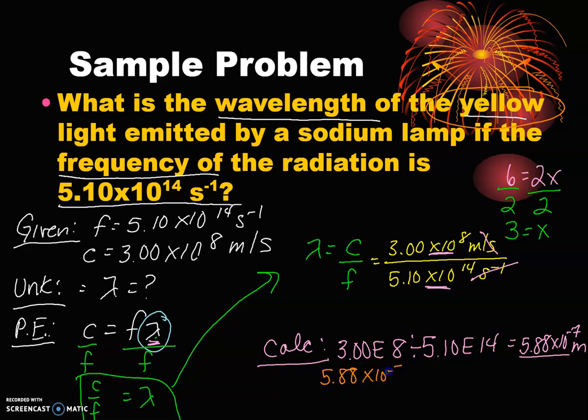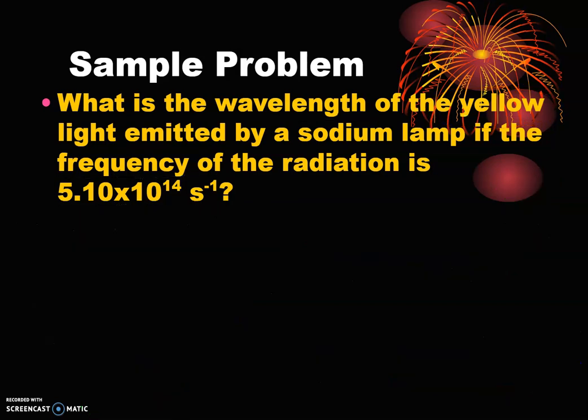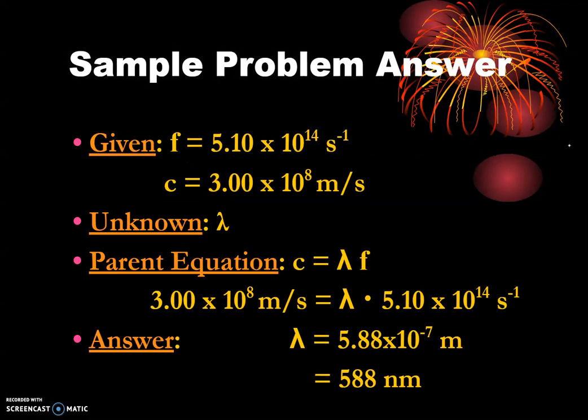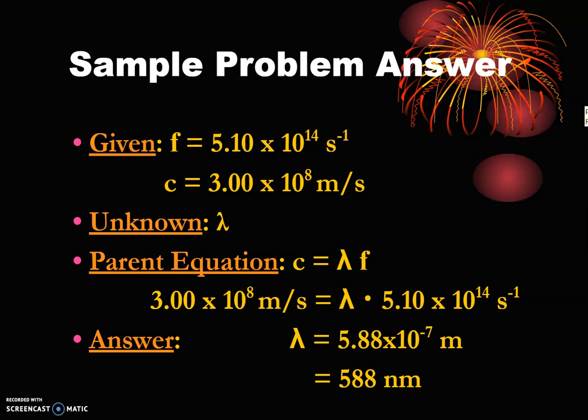5.88 times 10 to the negative 7th meters. We know that 1 times 10 to the negative 9th meters is a nanometer. So this is the same as 588 nanometers. So you'll see on our next slide, it's all typed out for you. Feel free to push pause if you need to see it a little bit closer.